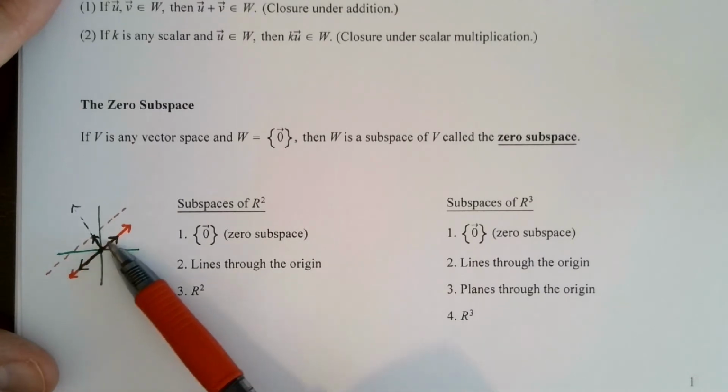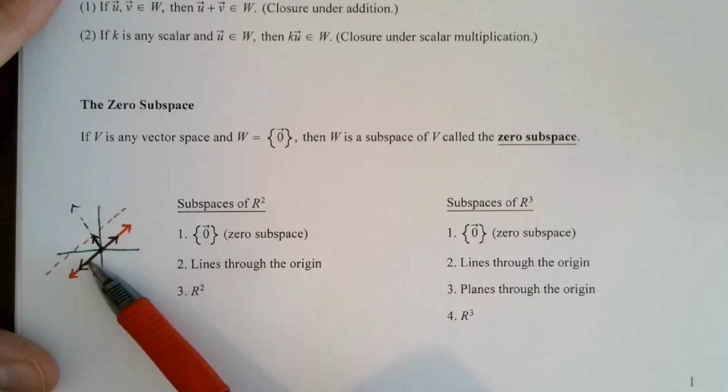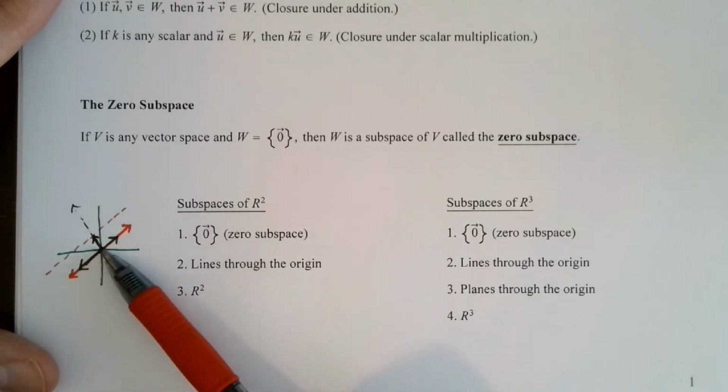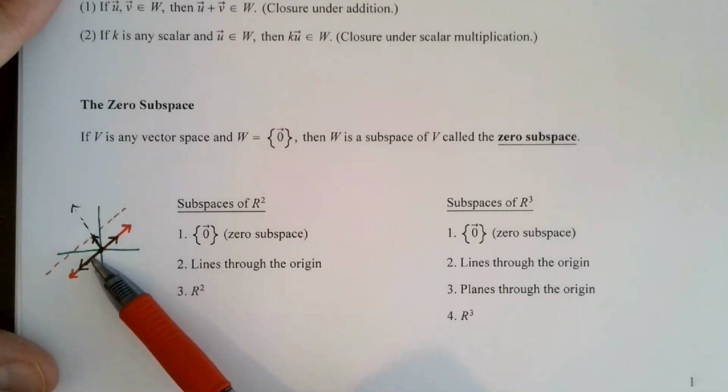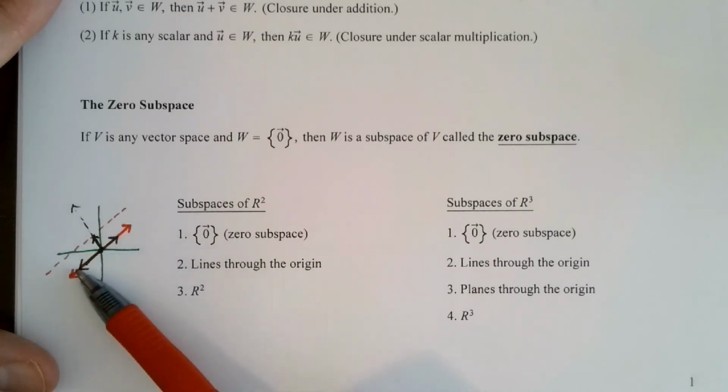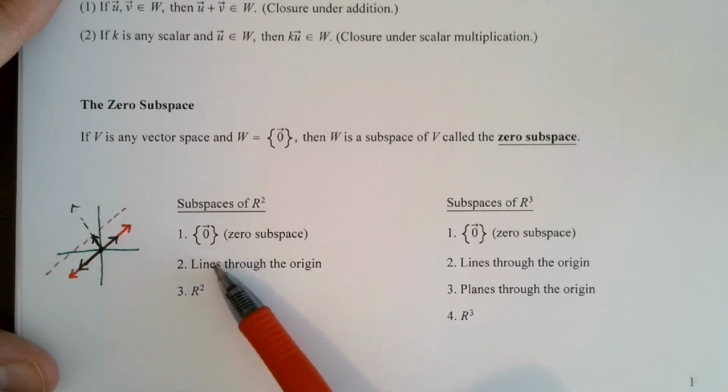Either way, it's always going to be on that line. If I have 2 vectors, this vector here and this vector here, and I add them together, I'm still going to get a vector that's going to maybe point down this way, but it's going to be on this line. Right? It's closed under addition and closed under scalar multiplication, and that's true for any line passing through the origin.